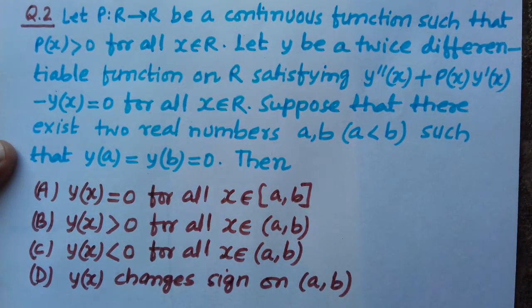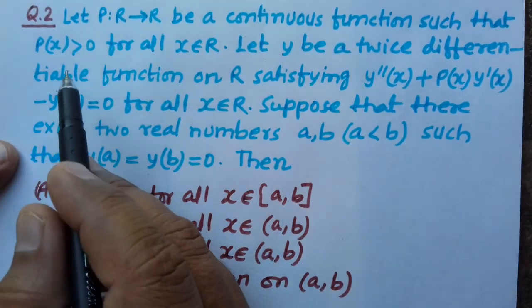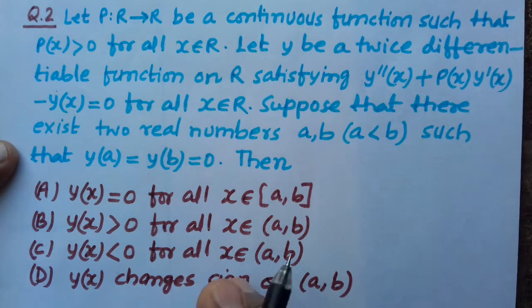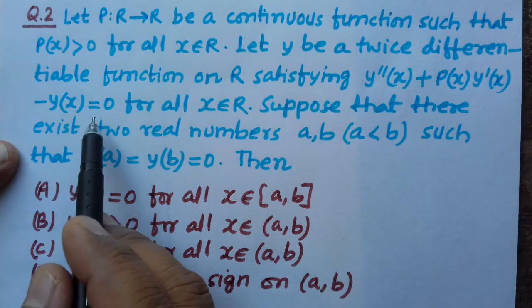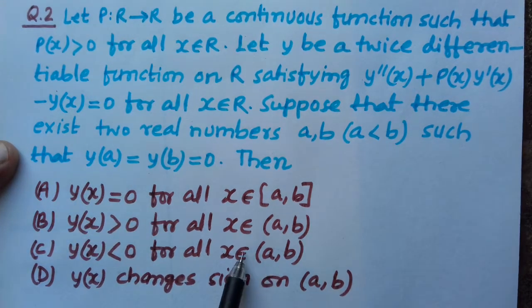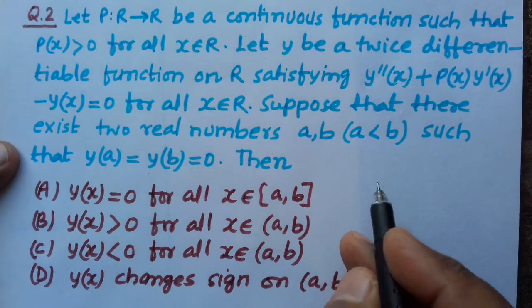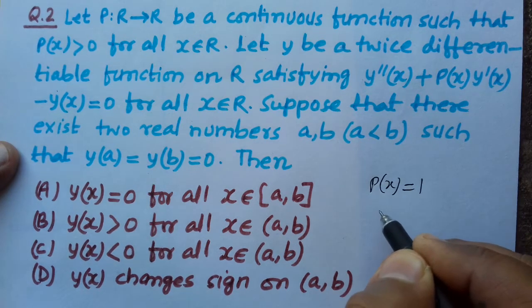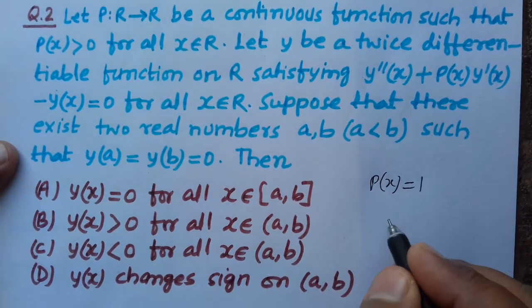Here is the question. You see in this question p(x) is greater than 0. So to choose the right option, here we will use a trick. And you see here the differential equation is of second order. So to keep the calculations simple, we assume that p(x) equals 1, a constant function, because this is an easy way to get the correct option.